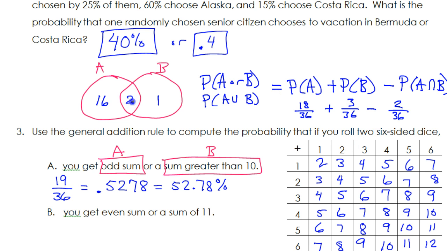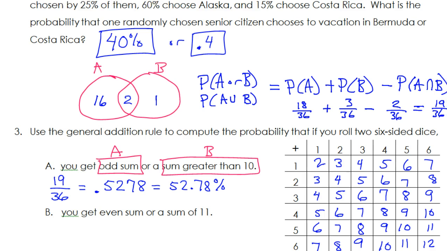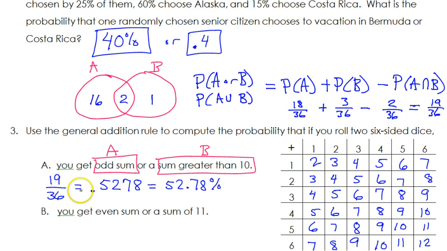So anytime you have overlapping, if you want to find the probability of one event or the other, the union, all you have to do is find the probability of one, the probability of the other, and subtract the overlapping part. So 18 plus 3, that's 21. And then minus 2 is 19. So you are still going to get 19 out of 36, just like we did before. You'll wind up getting all the same answers.